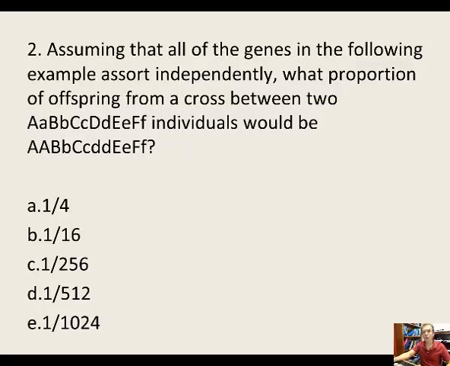Number 2, assuming that all of the genes in the following example assort independently, what proportion of offspring from a cross between two big A little a, big B little b, big C little c, big D little d, big E little e, and big F little f individuals would be big A, big B little b, big C, little d, big E, and big F little f.